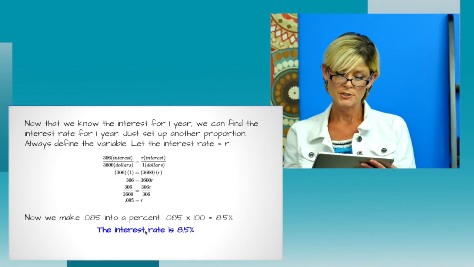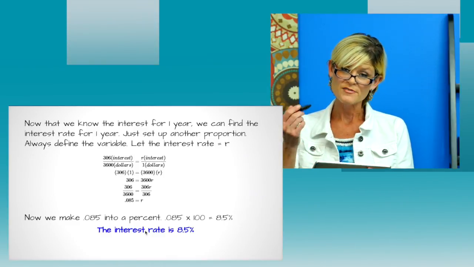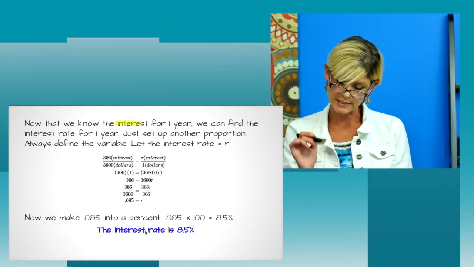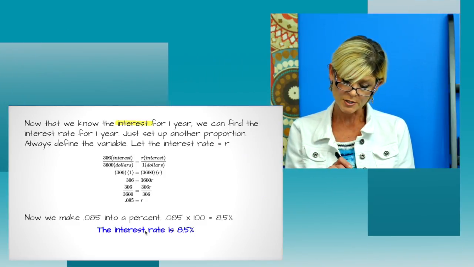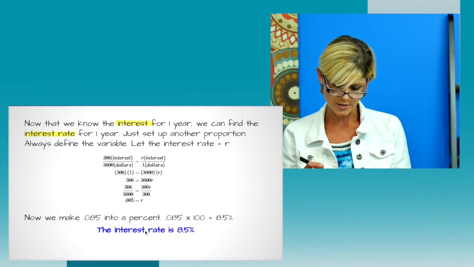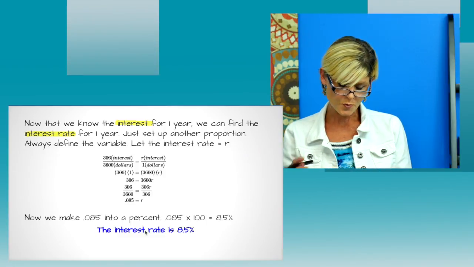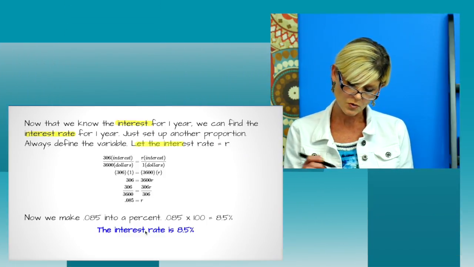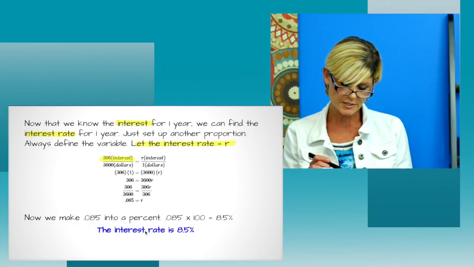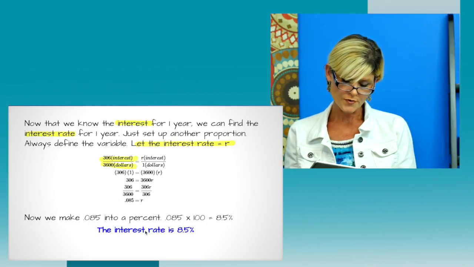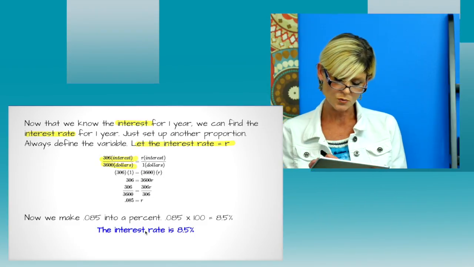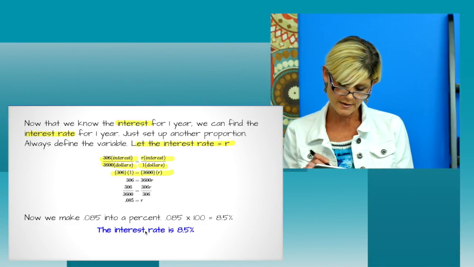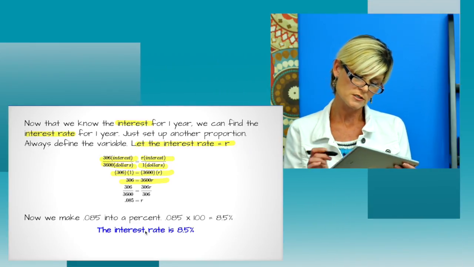Okay, now that we know the interest for 1 year, we can find the interest rate for 1 year. Do you notice the difference? We were looking at the interest for 1 year. Now we're looking at the interest rate for that year. So all we have to do is set up another proportion. We always want to define our variable, and we will let the interest rate equal R. So we have the interest 306 over $3,600 equals R, the interest over $1. Cross multiply and you get 306 equals 3,600R.